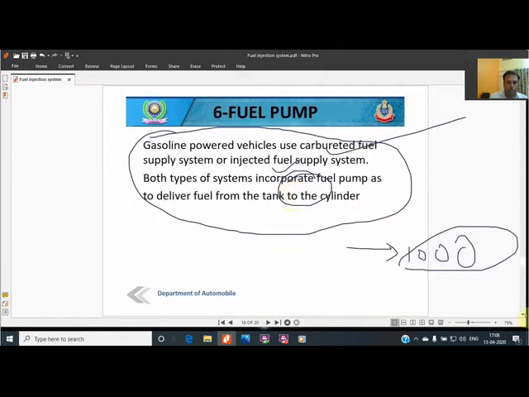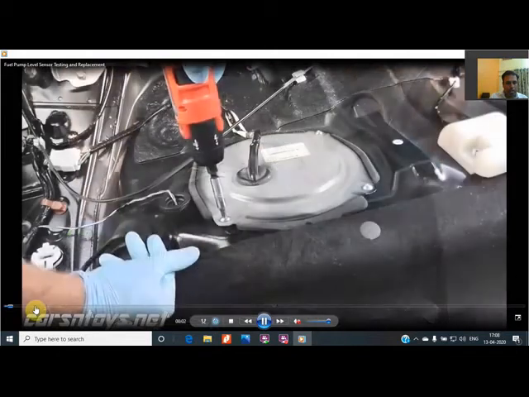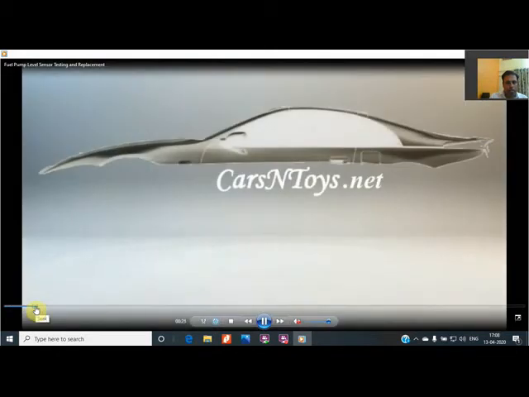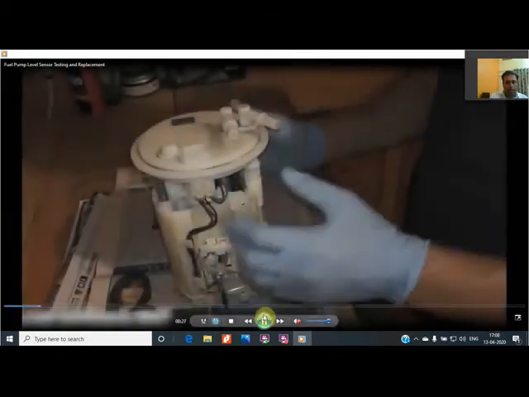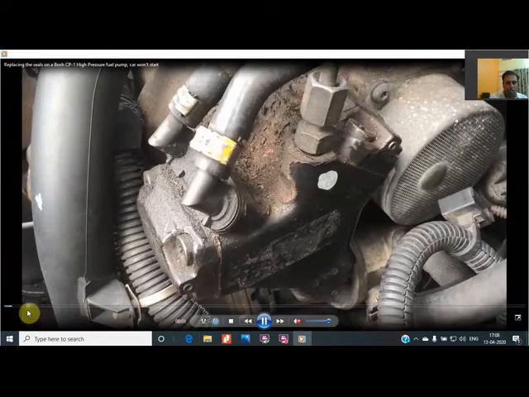And how the fuel pump looks. I have downloaded one video for the fuel pump also, showing how the fuel pump works. This was the fuel pump shown to you for the vehicle, the primary fuel pump. And if we go for one more fuel pump, meaning the high pressure fuel pump, this will be shown over here.